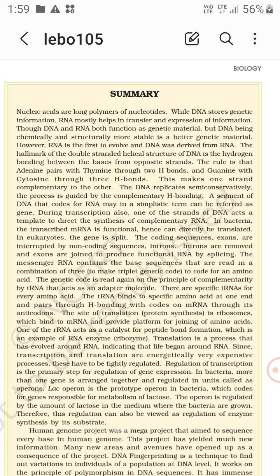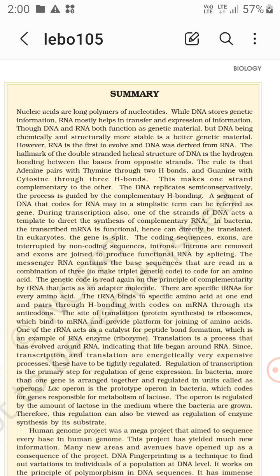So during transcription also, one of the strands of DNA acts as a template to direct the synthesis of complementary RNA. In bacteria, the transcribed mRNA is functional, hence can directly be translated.